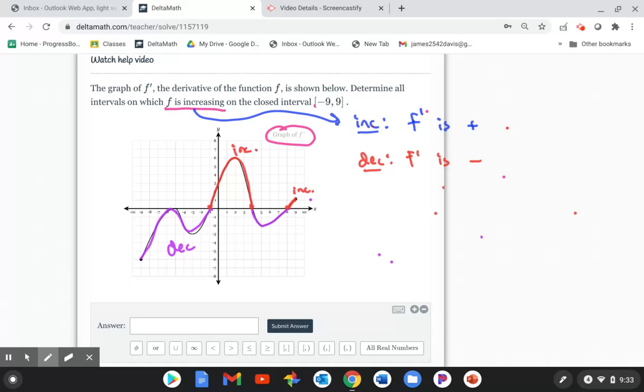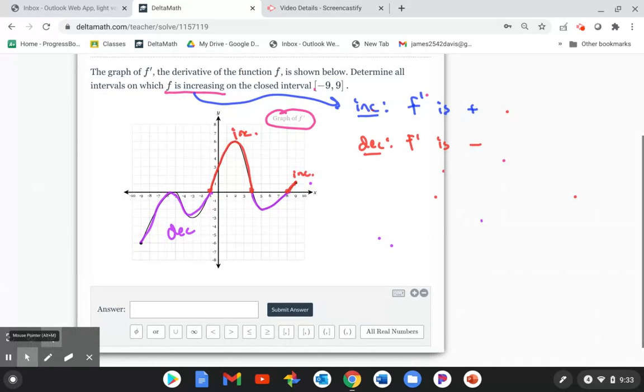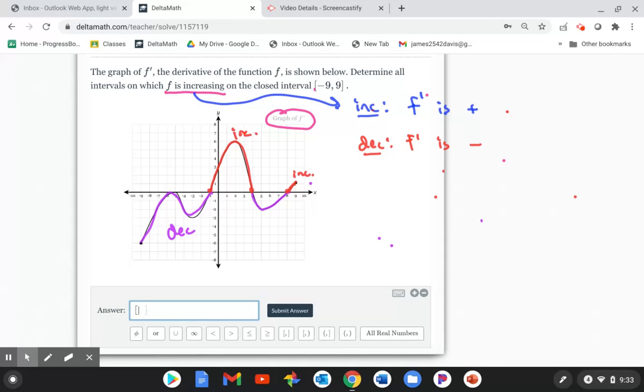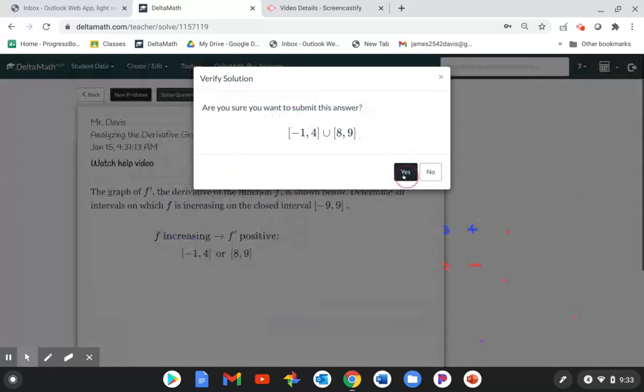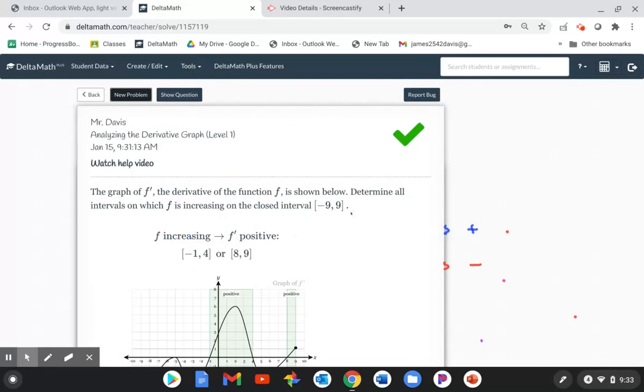So we're going to type those two intervals in. And I think Delta Math wants these put in brackets. In my opinion, I don't think they should be. I think they should be in parentheses because at that point, technically it's 0. But I think to type in your answer, they want it in brackets. So we're going to do brackets -1 to 4 as our first increasing interval, union 8 to 9 with brackets again. And let's submit that. There we go.